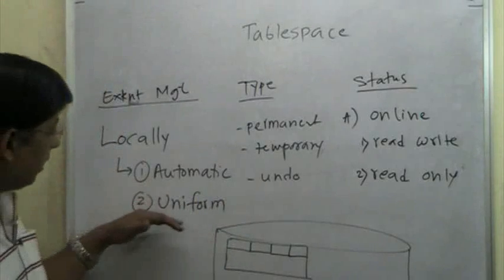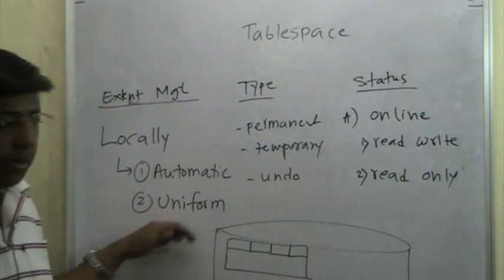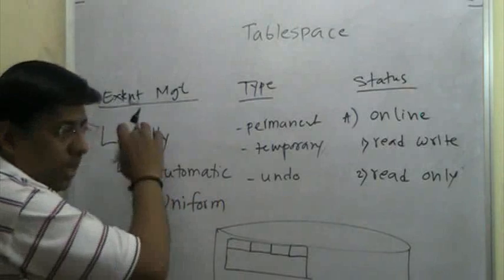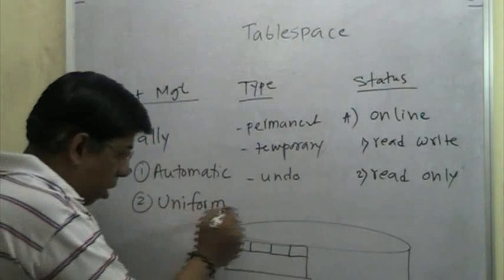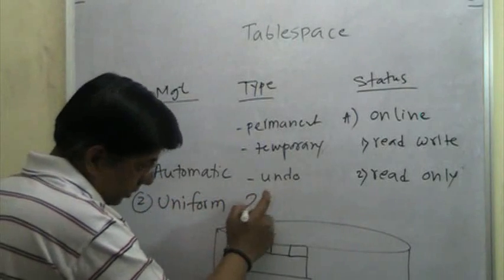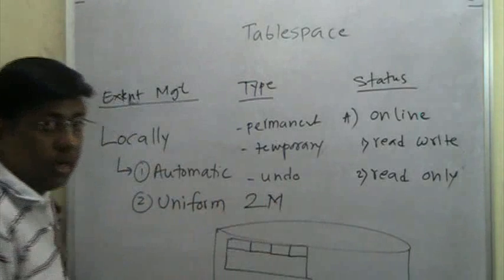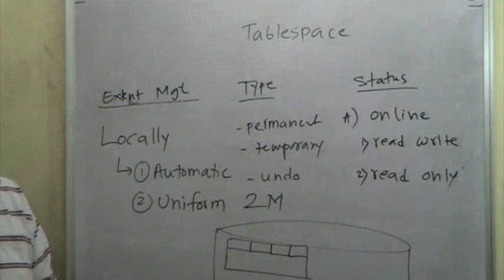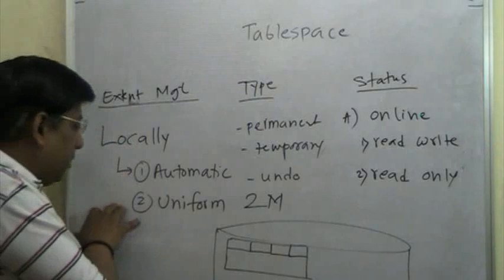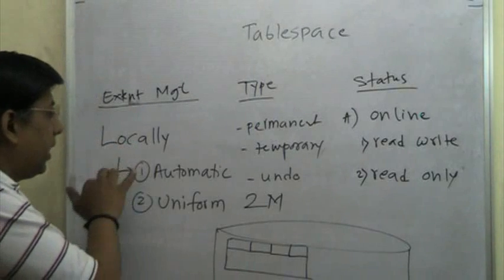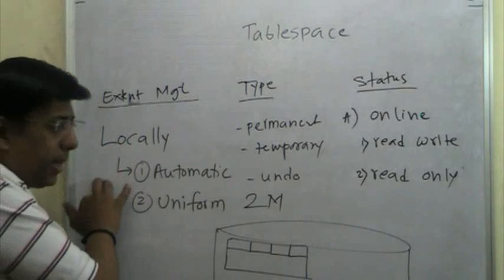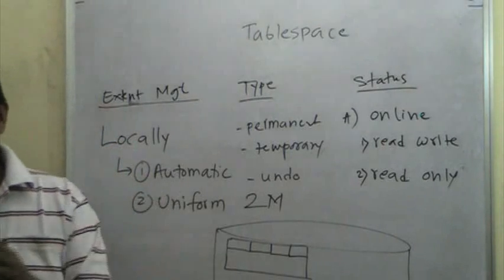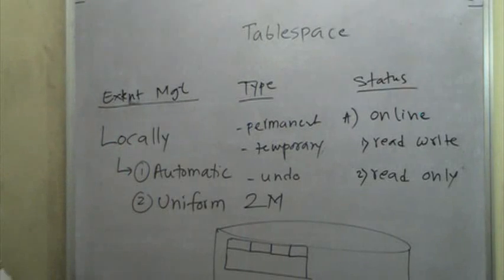So to avoid the fragmentation problem, we will specify that the extents in the table space that you are creating will all have a uniform size of, let us say, 2 megabytes, and you can decide the size of that uniform extent. So this is the difference between a uniform allocation of extent and automatic allocation of extent. With automatic allocation, the sizes will be decided by Oracle, and they will not be the same, they will grow as the size of the table grows.